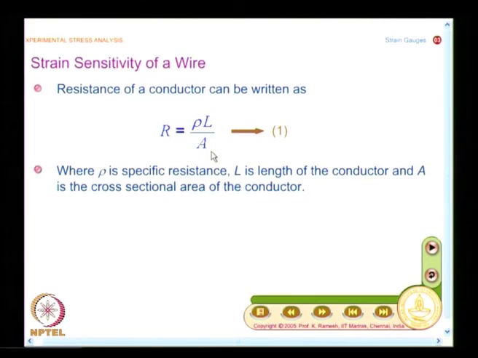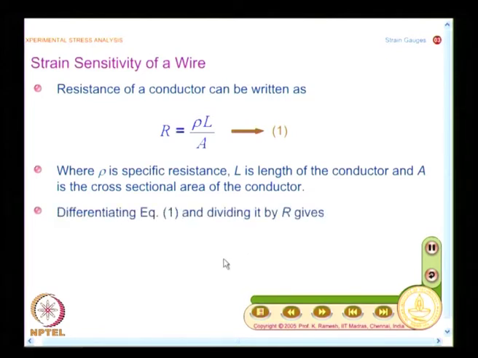And what we want to do is, we want to evaluate the strain sensitivity of a wire. So, we will differentiate this and find out what is dR by R, and it is very simple to write. I have dR by R given as d rho by rho plus dL by L minus dA by A.